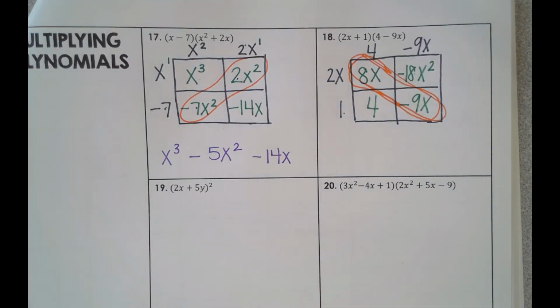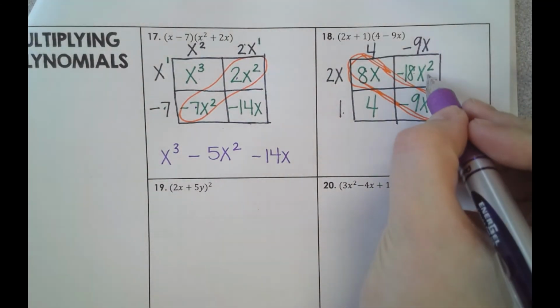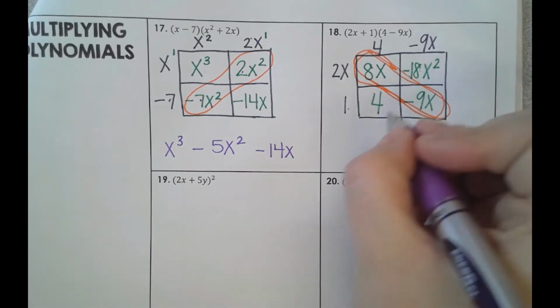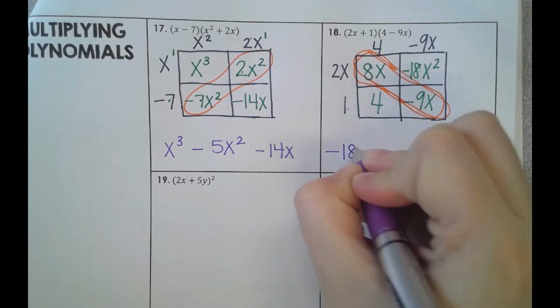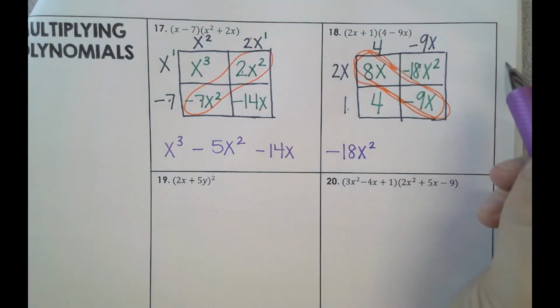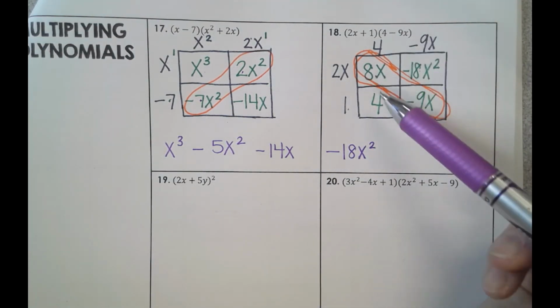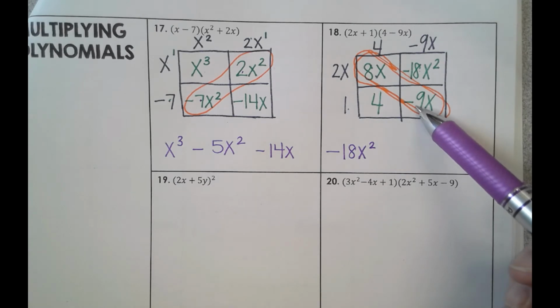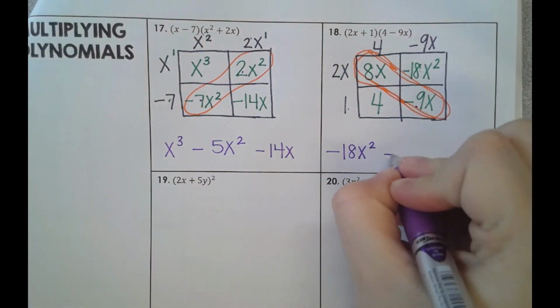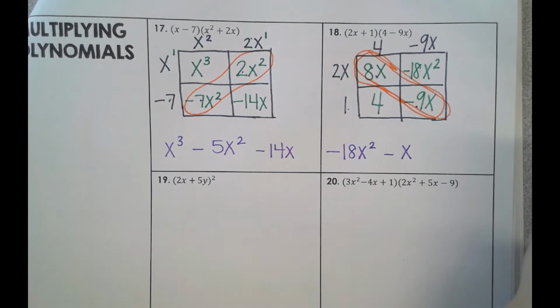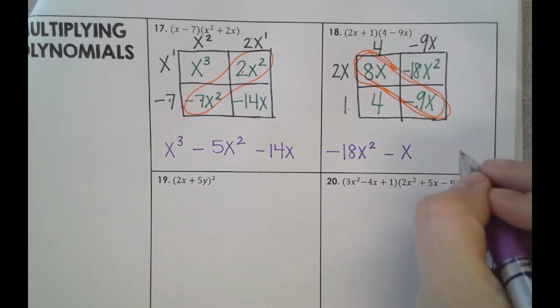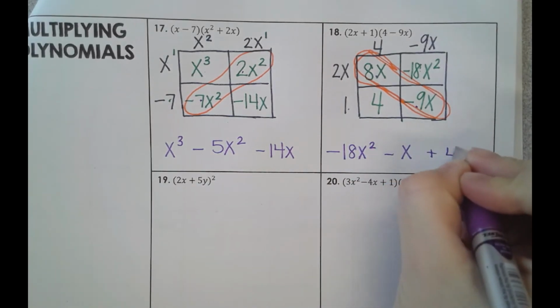So then when I go to write my final answer, we'll start with x squared. That's my highest exponent. So negative 18x squared. 8x and negative 9x. That's a negative x, negative 1x. And then I have the 4 plus 4.